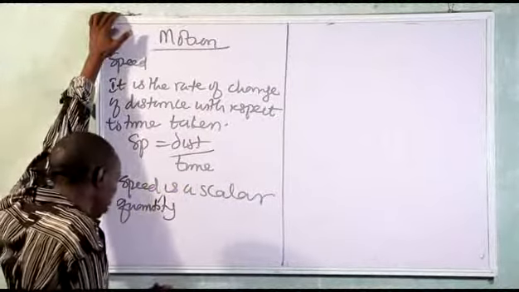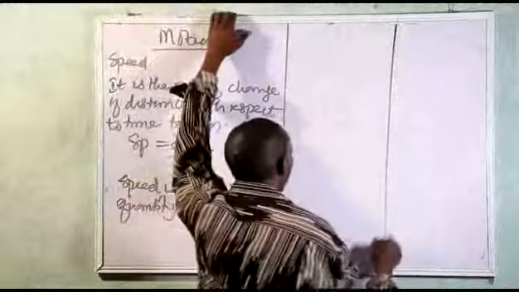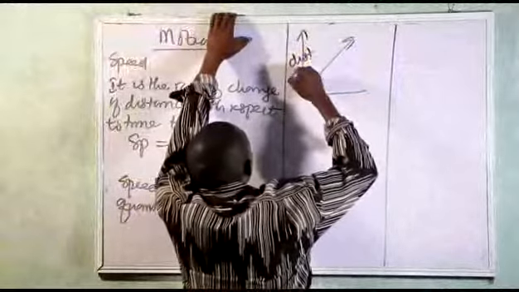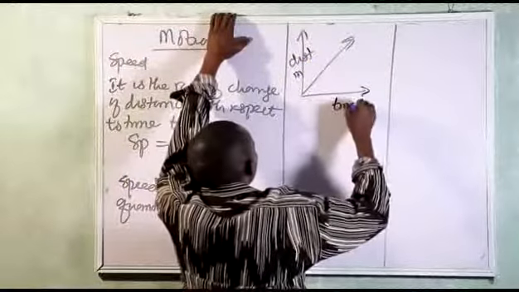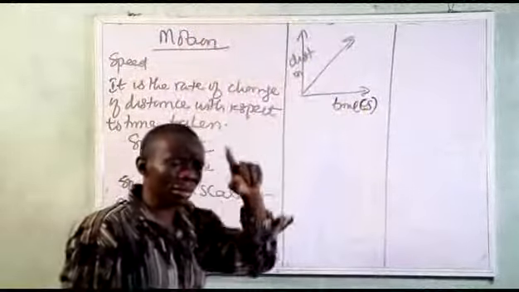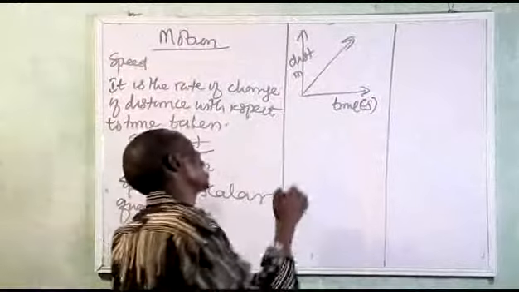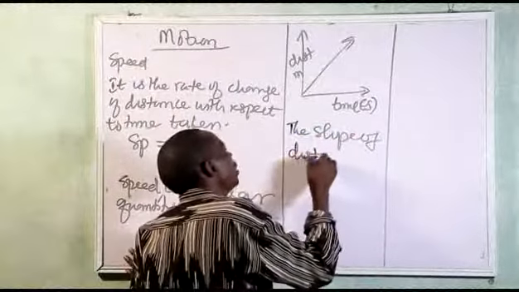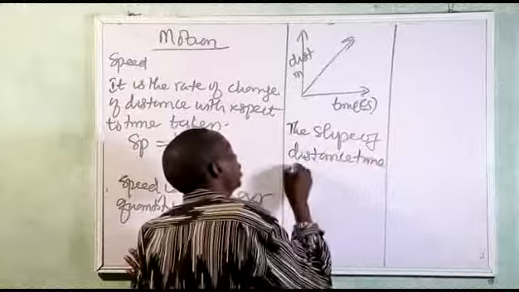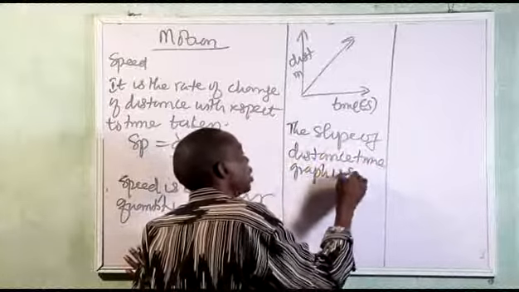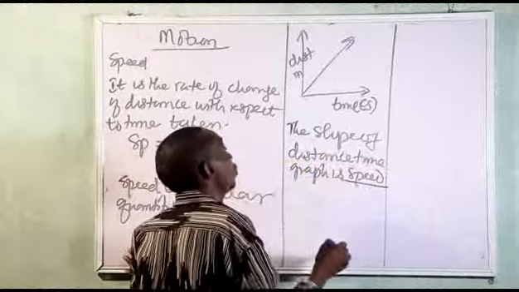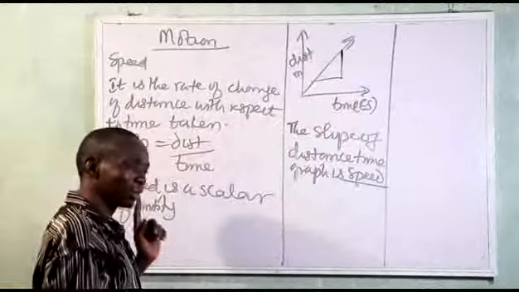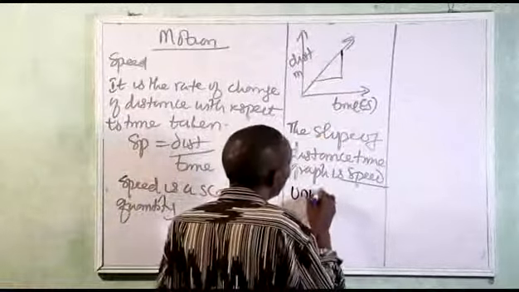The graph of speed is distance moving with time. This is our distance in meters, our time in seconds. The slope of a distance-time graph is what? The answer is speed. You draw a graph of distance against time, the slope is speed. Take note, students.